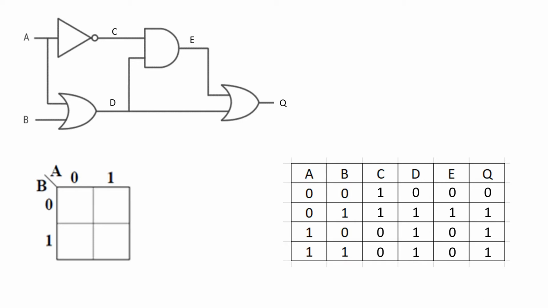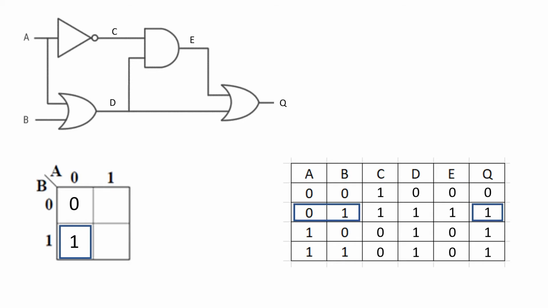Now what we do now is we transfer this across into our Karnaugh map. So if you look at the first column, it's where A is 0 and B is 0. So that's the top left hand corner. Q gives us a 0. There we go. We then move down. Now when A is 0 and B is 1, that is here, A is 0, B is 1, we put a 1 in there.